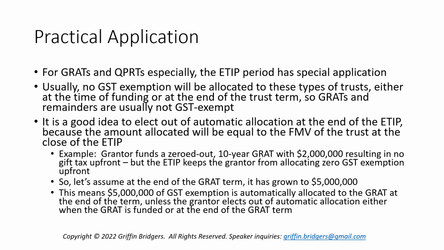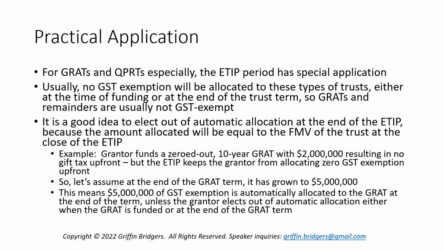So there's no gift tax cost to doing it. Now, intuitively, since you have zero gift tax costs, but still some gift tax reporting, it seems to make sense that you could also allocate technically zero GST exemption, but also get a GST exempt trust. But you can't. Why? Because of the ETIP period, which says that there's no allocation of GST exemption until the earlier of the end of that 10-year GRAT term or when the grantor dies. So what that means is that until that ETIP closes, there's no allocation of GST exemption.